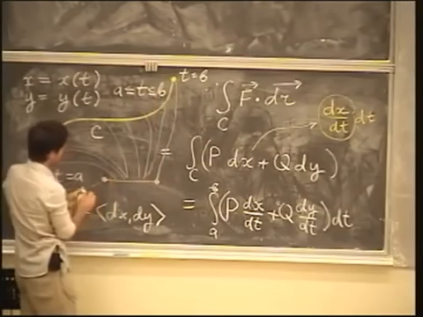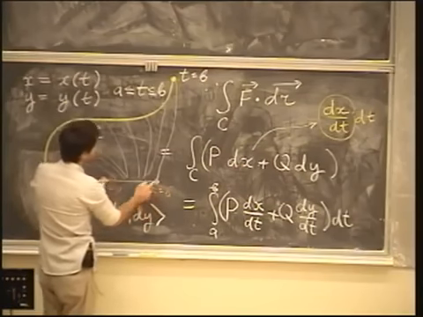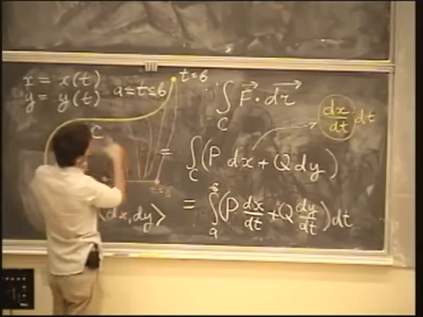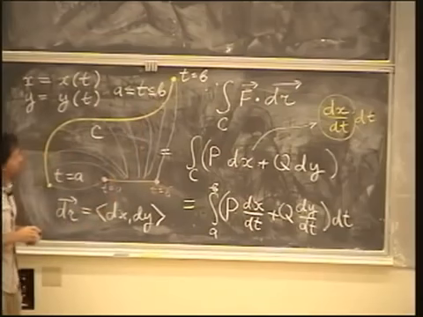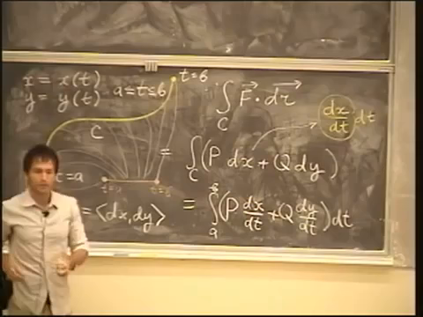So this is t equal a again. This is t equal b. And all the values in between correspond to some points on the curve. All right? Is that clear? Yes.